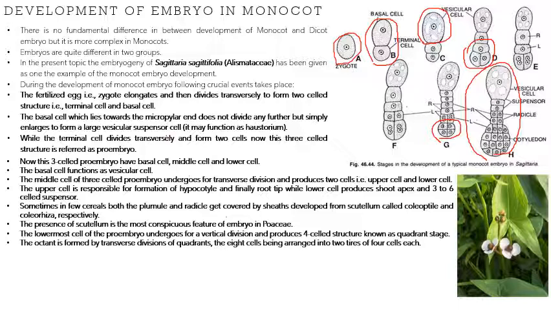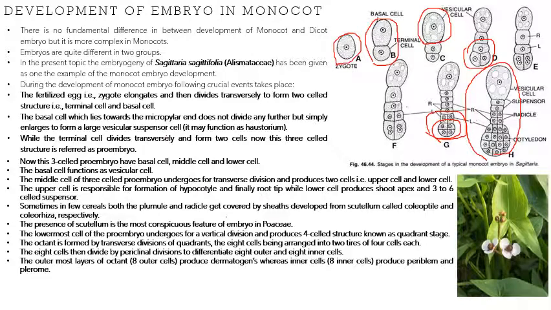This is the octant, the 8 cells being arranged into 2 tiers of 4 cells each. The 8 cells then divide by periclinal division to differentiate 8 outer and 8 inner cells. This structure shows the 8 outer and 8 inner cells.